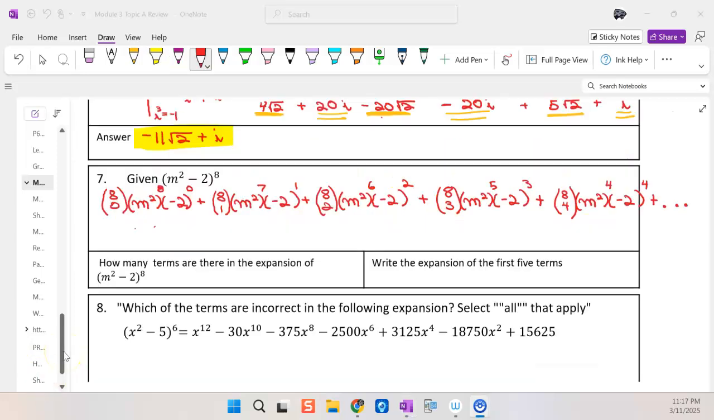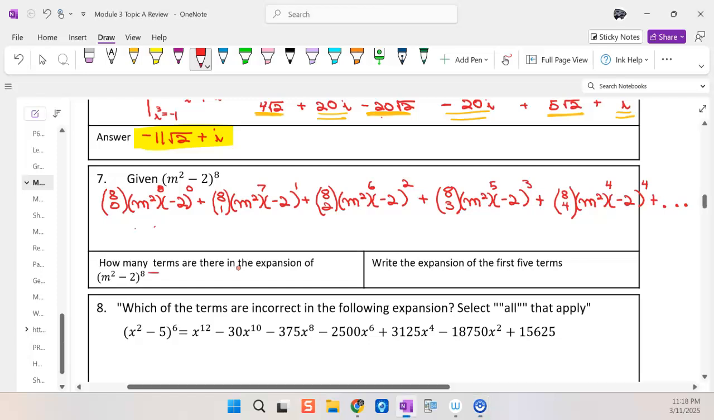All right, so this one gives you the binomial m squared minus 2 to the 8th. And it's asking us, first, how many terms would there be in this expansion? Well, there's always one more than the exponent. So there's going to be 9 terms. And then it says write out the expansion of the first 5. Okay, so I wrote out my first 5 terms.